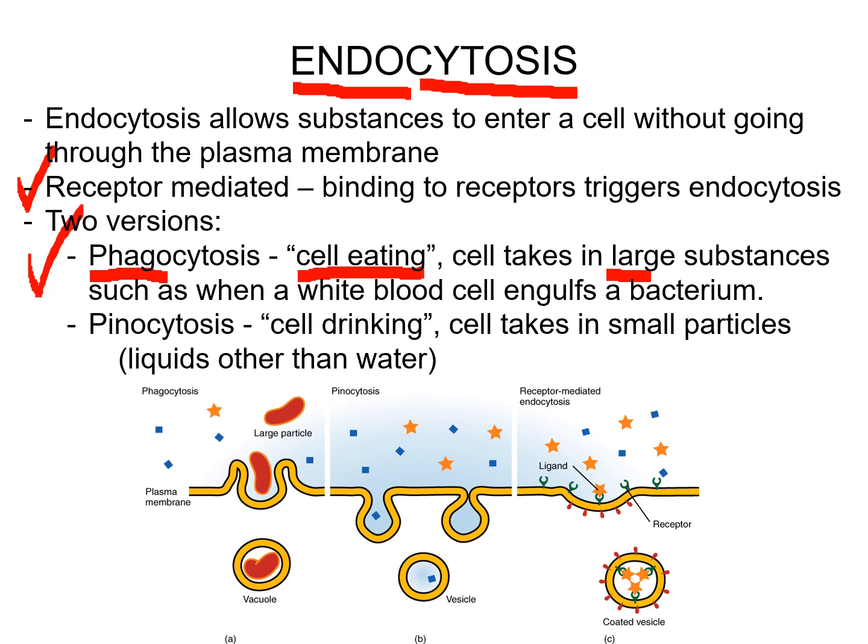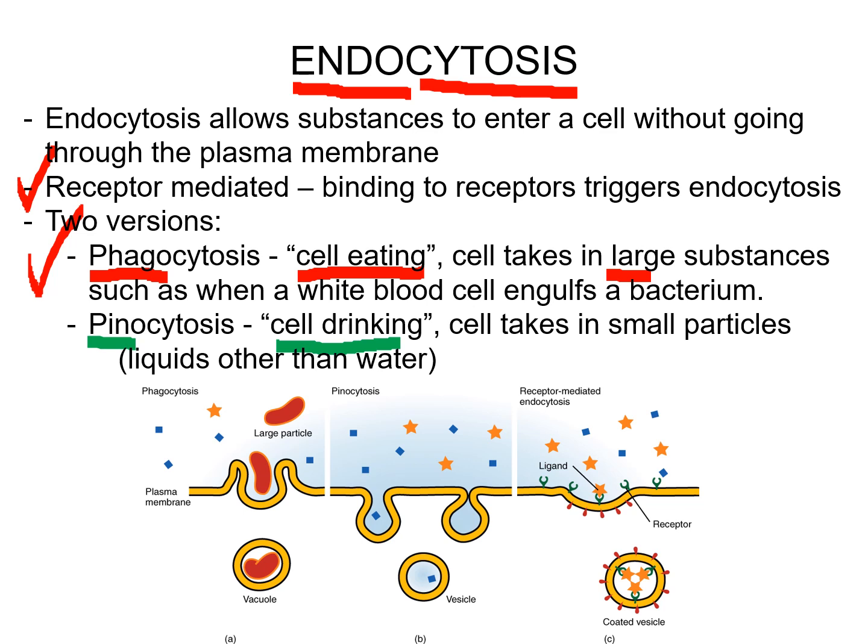In smaller particles, such as liquid, we kind of just slurp it into the cell or drink it. And what that's called is pinocytosis, and that's referring to cell drinking. Now, if you take a look at this picture here, you can see that whether it's phagocytosis, pinocytosis, or we're dealing with a more specific type called receptor-mediated endocytosis, which is a little more complicated, what we're going to be really focusing on are the phago and pinocytosis.